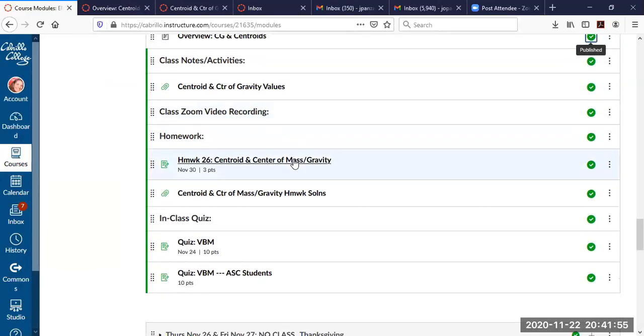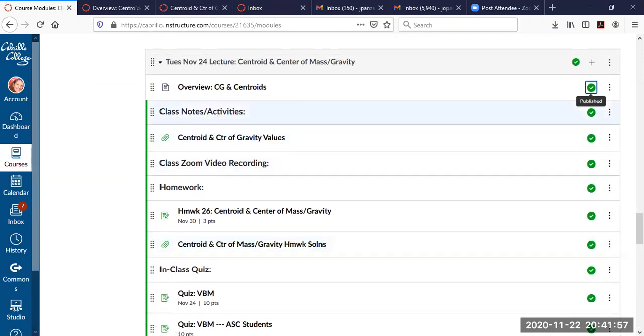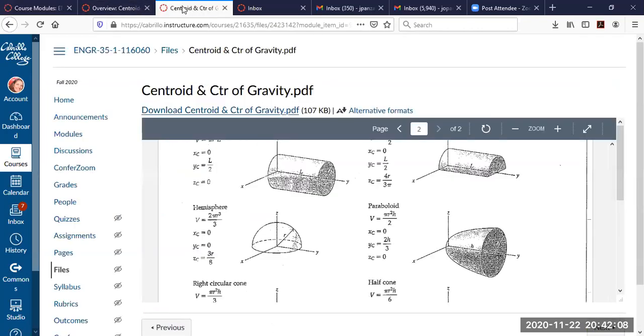And I'm looking now under our class notes, I'm looking at values. So I'm going to open this up. And actually, yeah, I'll open it up. I have to stop sharing it. I'm going to open it up as a PDF instead.